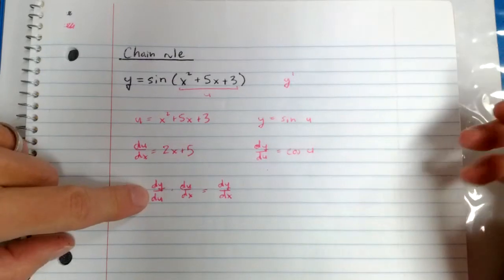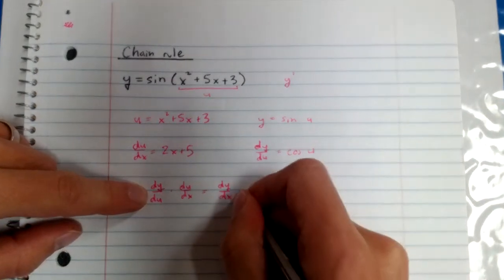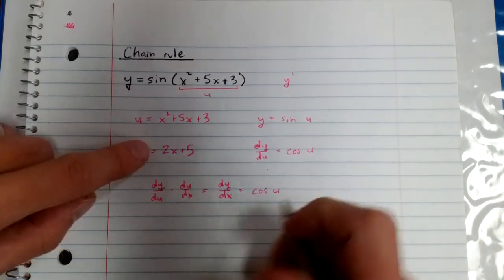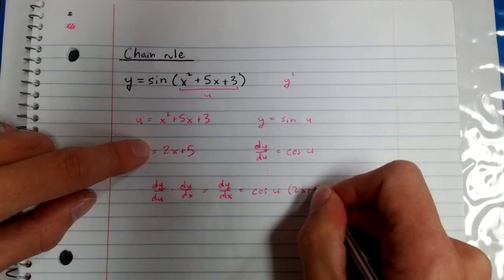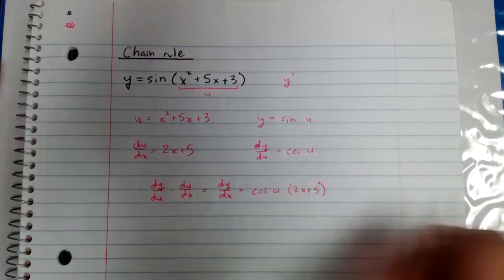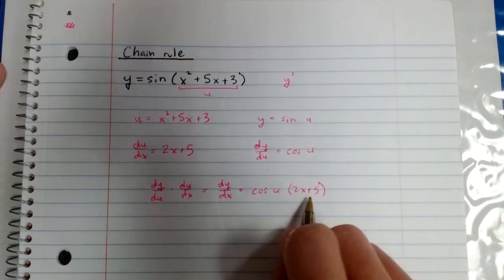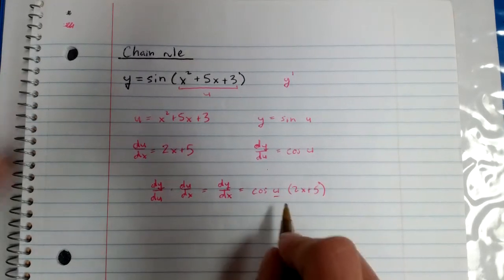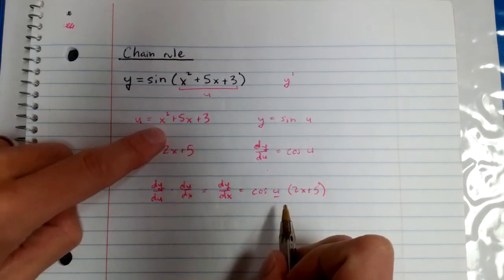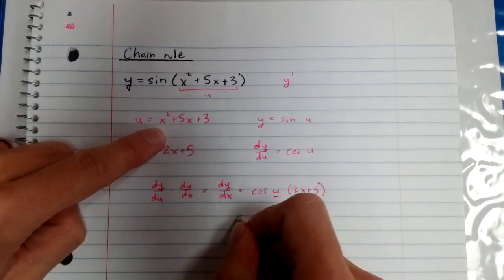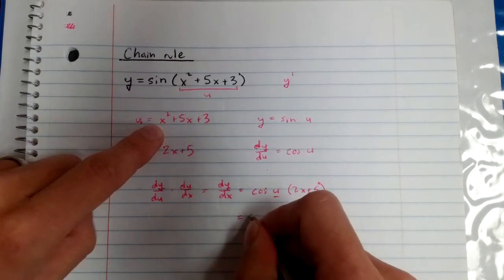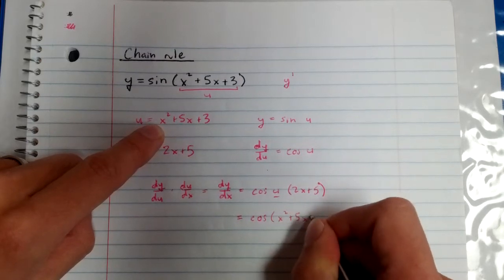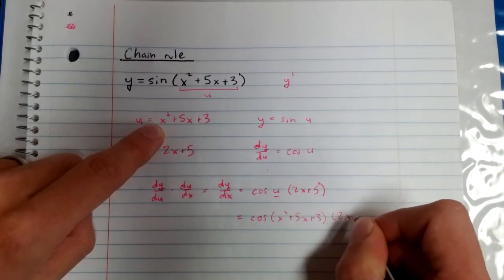So dy/du is right up here. That's the cosine of u. And multiply by du/dx, which is 2x plus 5. So dy/dx is equal to cosine of u times 2x plus 5. I don't really want the u in there. That's something I introduced in the problem. I just want x's. But we defined u as x squared plus 5x plus 3, so I'm going to substitute the u back in here. So the cosine of x squared plus 5x plus 3 times 2x plus 5.